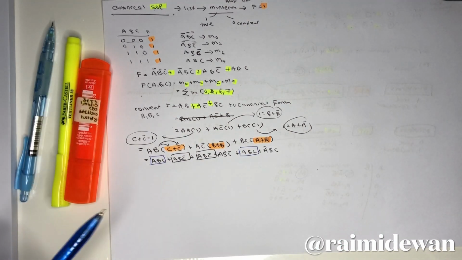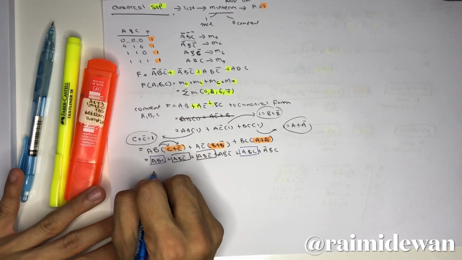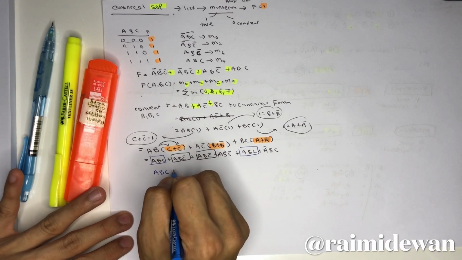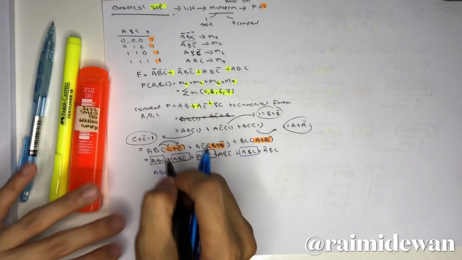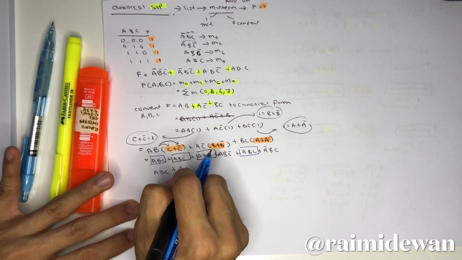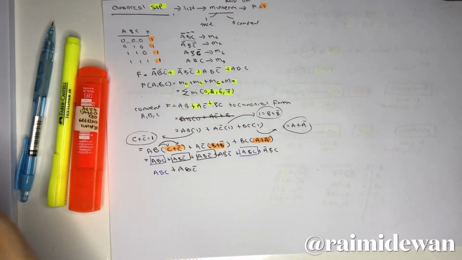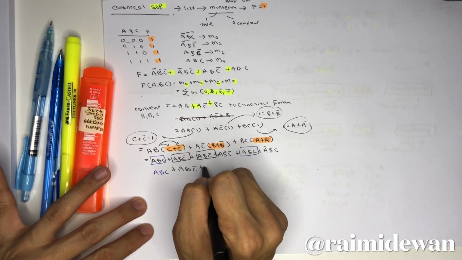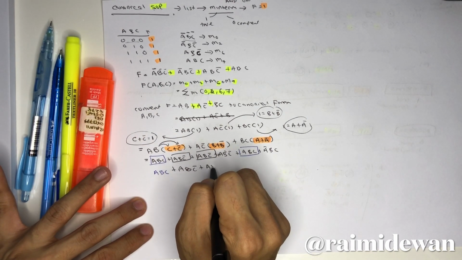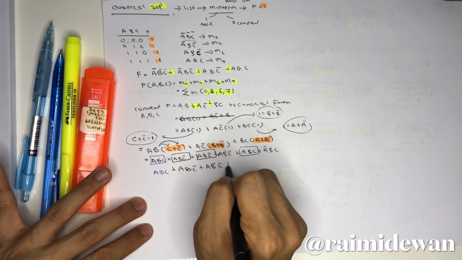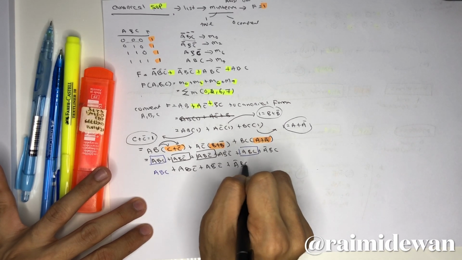So the next, this one is A, B, C plus A, B bar, C. And the others just follow, because they don't have similarity. They don't have duplicates. A, B bar, C bar plus A bar, B, C.